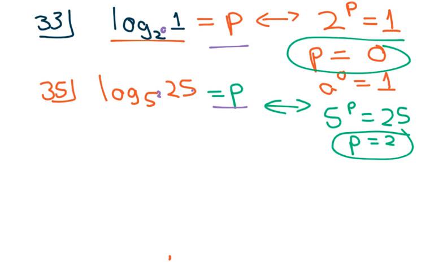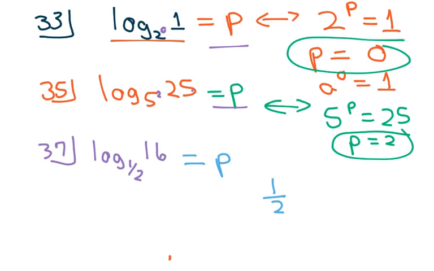Let's do some more. 37 is log base 1/2 of 16. Really I can't tell what this is. So what I'm going to do is set this to p and rewrite it. So I have 1/2 to some p equals 16.